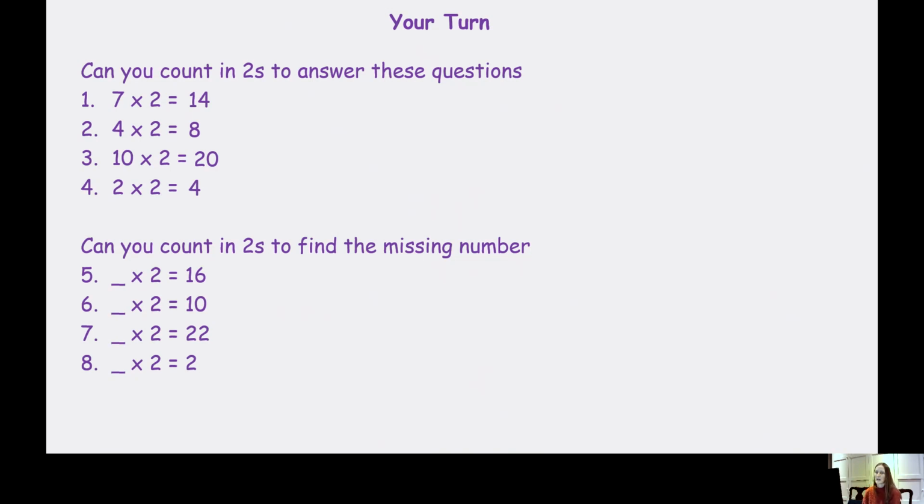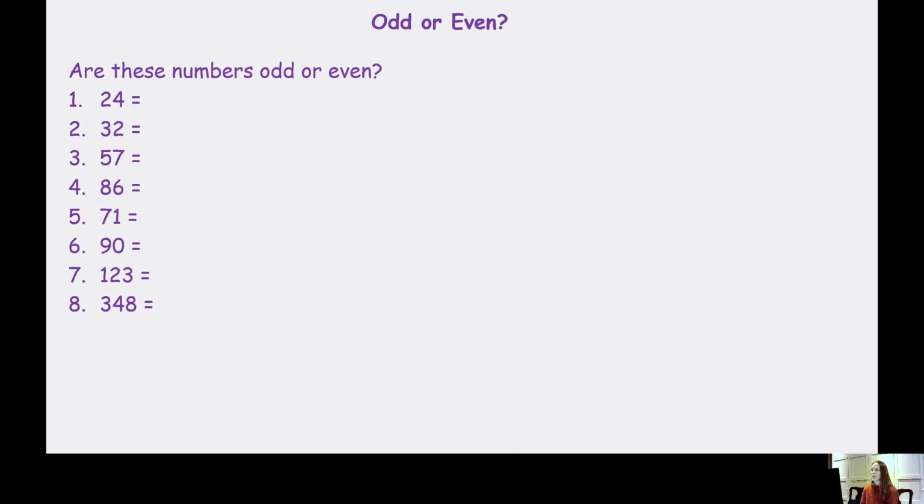Okay, and now to find the missing number. So something times 2 makes 16. What's that? 8 times 2 makes 16. Something times 2 makes 10, and that something is 5, yes. 5 times 2 makes 10. Something times 2 makes 22, and that answer is 11. And something times 2 makes 2, that answer is 1. Great.